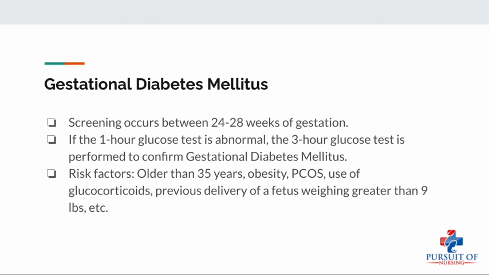Assessment findings for a patient with gestational diabetes. This mother is going to have excessive thirst or hunger. They may experience weight loss, frequent urination, recurrent UTIs and vaginal yeast infections. They may also have glycosuria and ketonuria, some presence of ketones in the urine. They may have a large for gestational age fetus. And then they also may be diagnosed with polyhydramnios, which is the excessive accumulation of amniotic fluid.